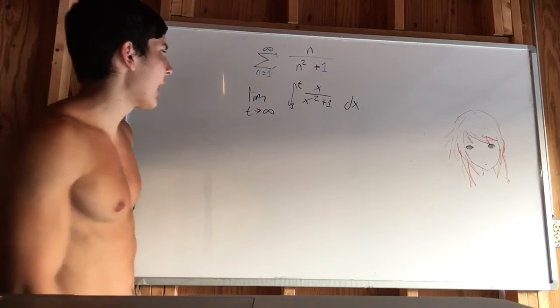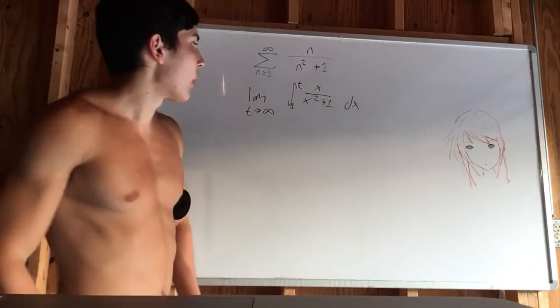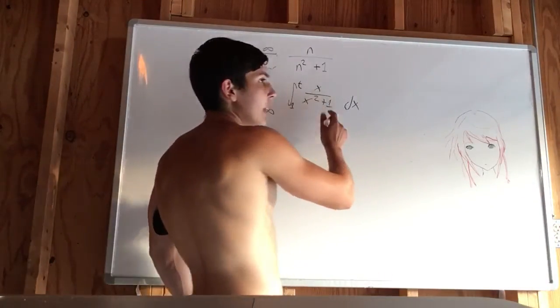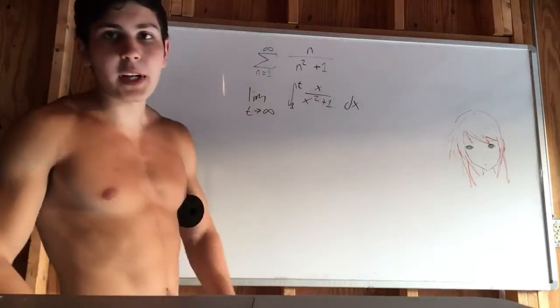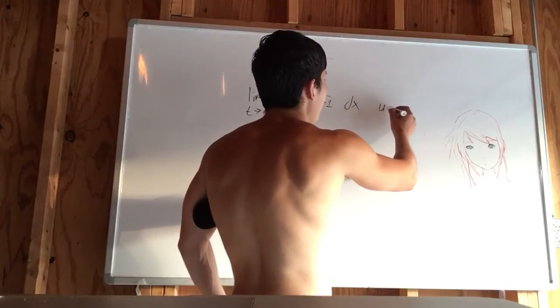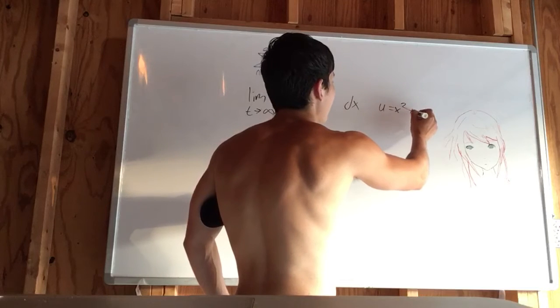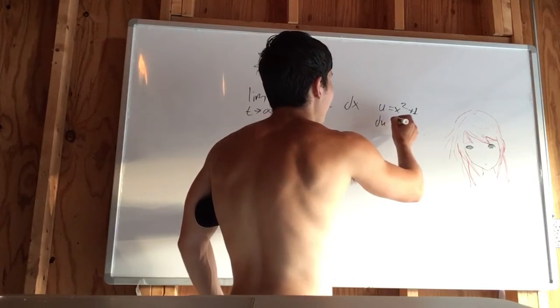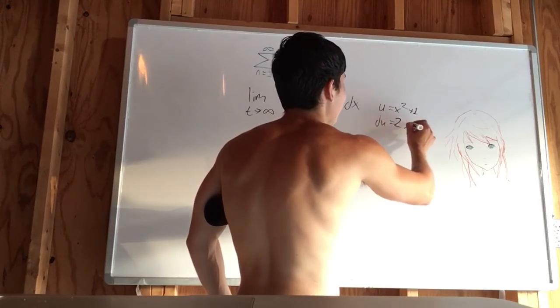So now, how do we actually solve this? Well, we could do a u sub. When you do a u sub, you tend to have the more complex thing be u, and what's in the denominator. So u equals x squared plus 1, which means that the derivative is 2x dx.